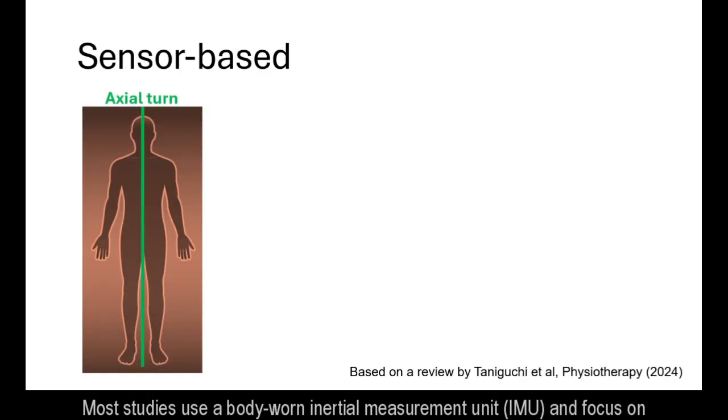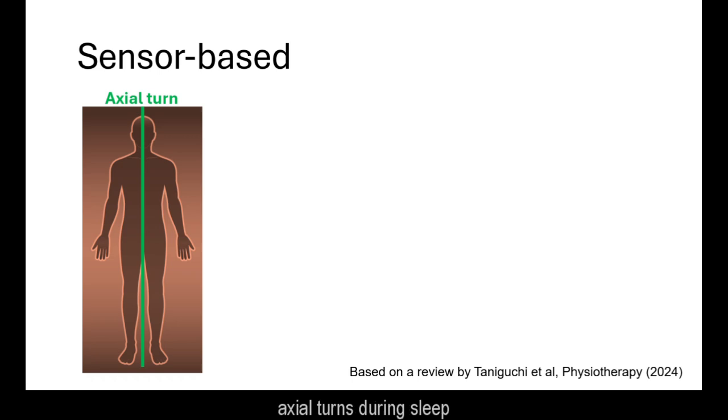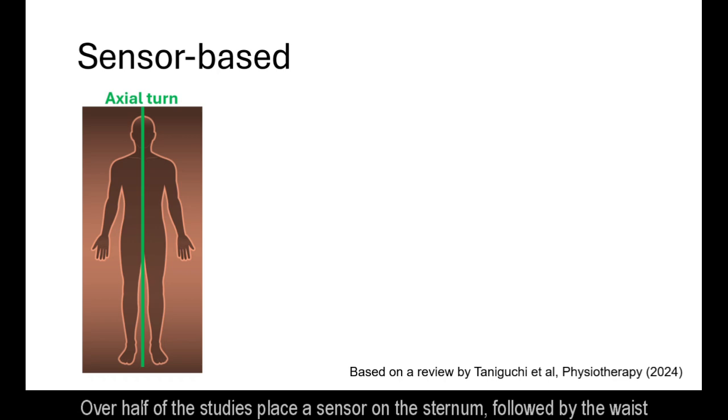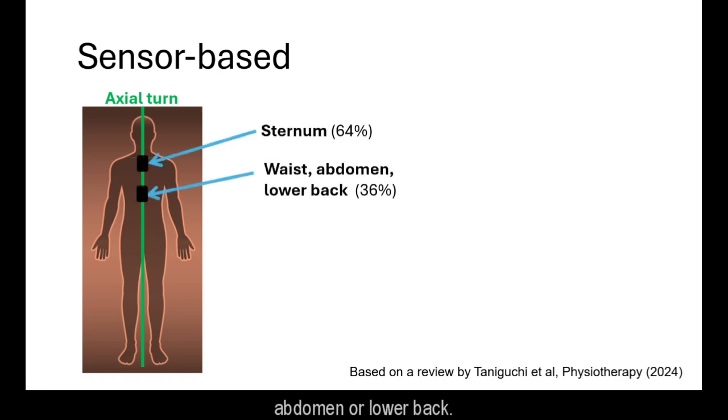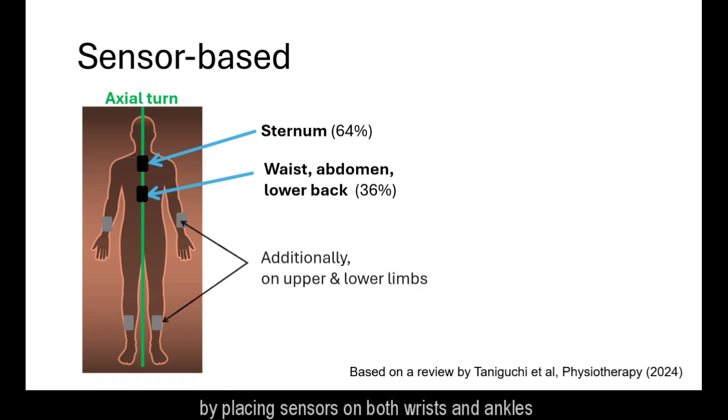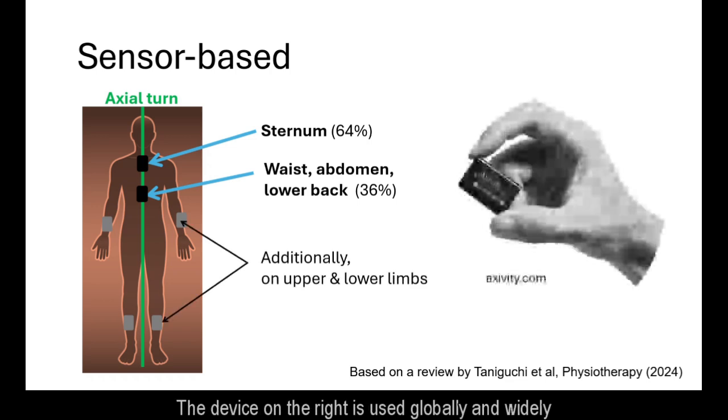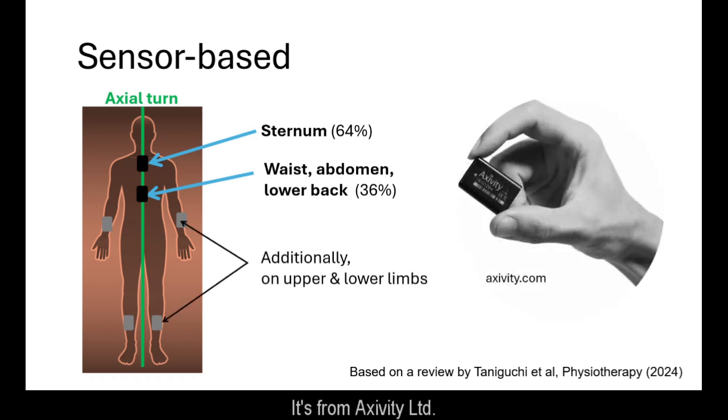Most studies use a body-worn inertial measurement unit, or IMU, and focus on axial turns during sleep. Over half of the studies place a sensor on the sternum, followed by the waist, abdomen, or lower back. Some studies also evaluate limb movements by placing sensors on both wrists and ankles. The device on the right is used globally and widely. It's from Activity Limited. It's very small and lightweight. Don't get me wrong, there's no sponsorship here.